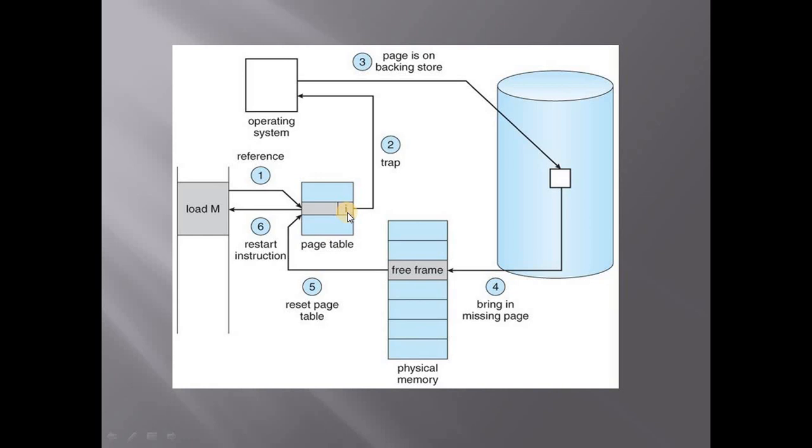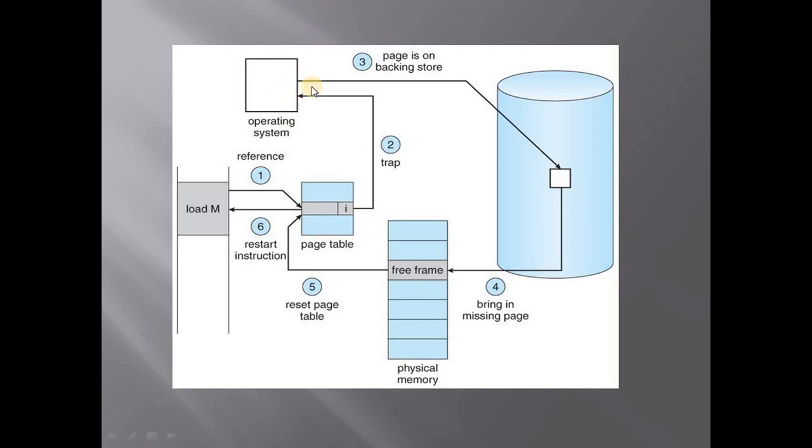I means it is invalid. So if the reference was invalid, we have not yet brought that page. We now bring it later. So this means this page is not there in the memory. We have to give a trap signal or an error message to the operating system telling that a page fault has occurred and we have to bring in the page.